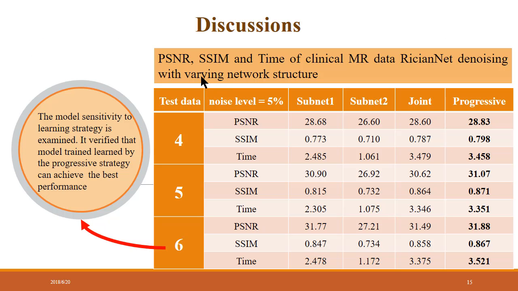We also study the model sensitivity to the learning strategy in this work. We use the PSNR assessment and the time for the MRI data with different network structures. This line is for training only subnet 1, and this line is for subnet 2. Here is for joint learning, and this is for our progressive learning strategy. We can see the proposed learning strategy achieves the best performance compared to the other learning strategies.